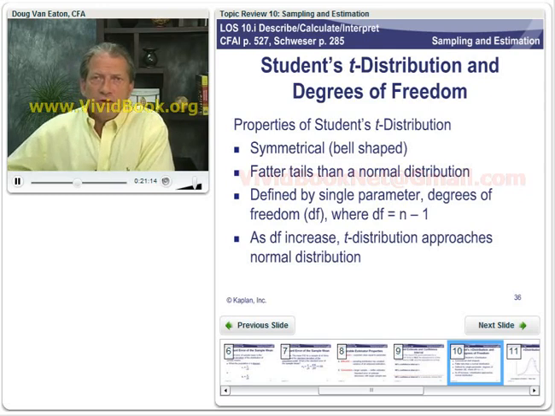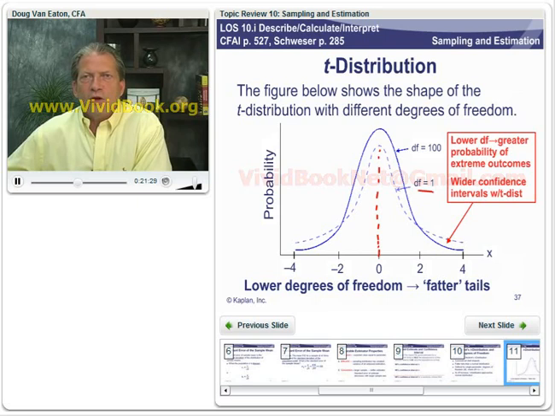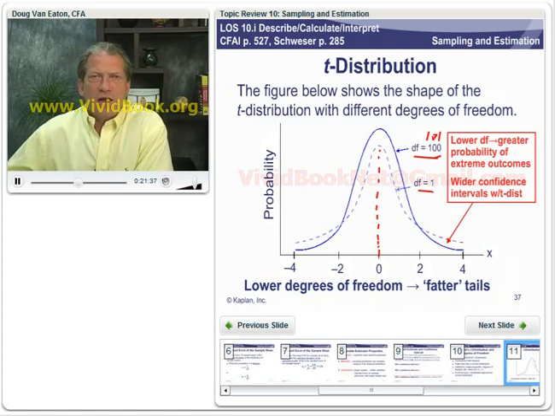So here's a little picture of what I was talking about. Here we have degrees of freedom equal to 1, and there's the distribution around the mean. In this case, we have a mean of 0. And here's degrees of freedom for a larger sample size. What sample size? Well, sample size 101, because we know degrees of freedom is n minus 1. So it's not so important the center here. What's important is the tails.